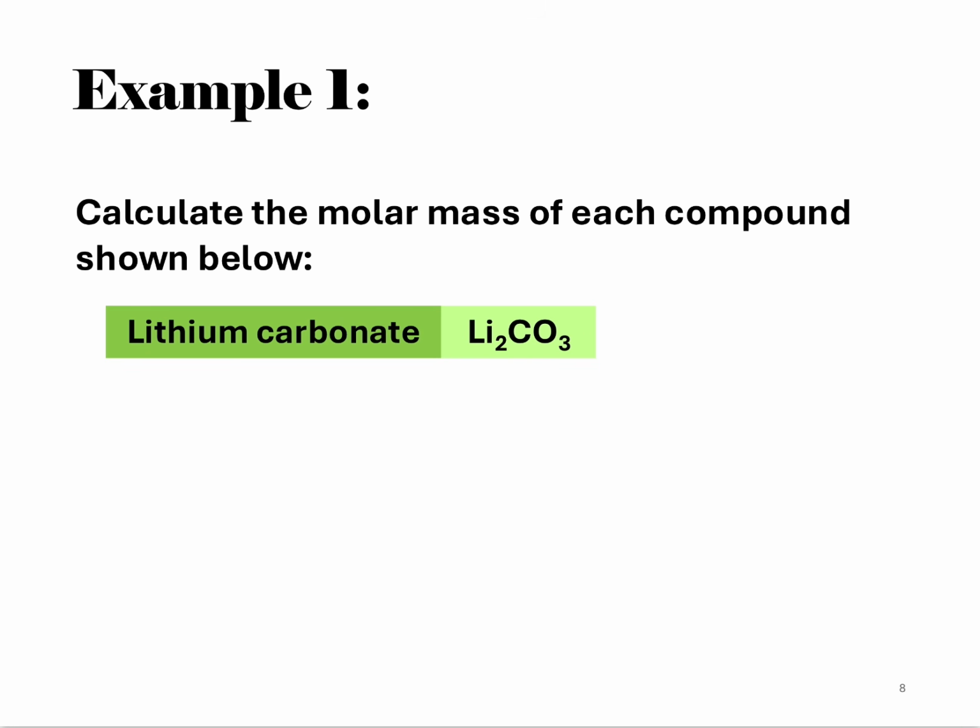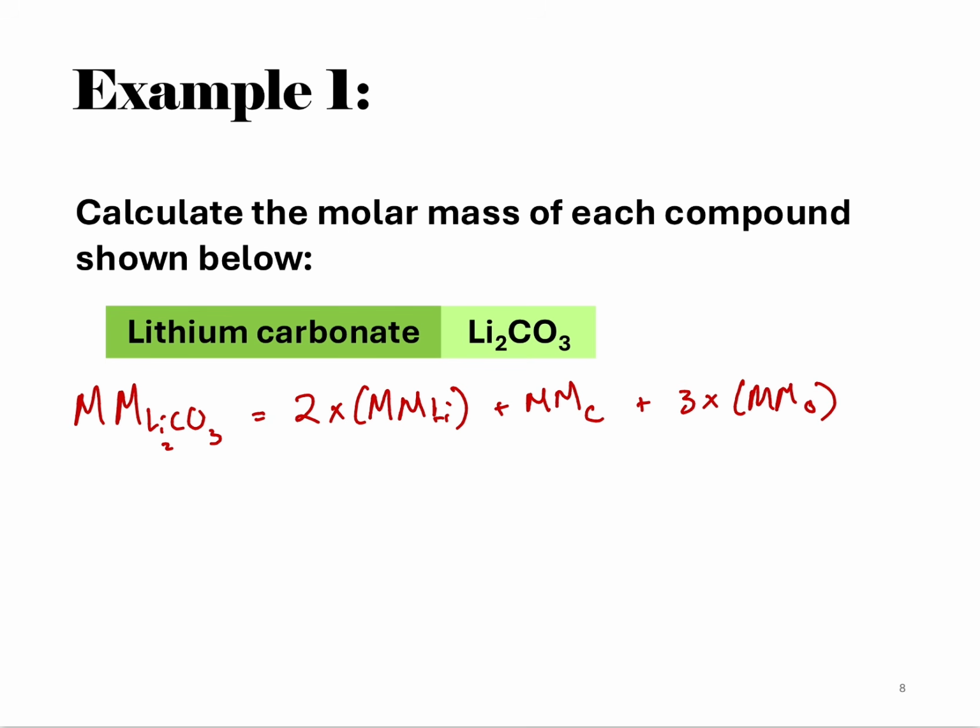So the molar mass of lithium carbonate, Li2CO3, we have 2 lithium atoms, so it's going to be 2 times the molar mass of lithium, plus we have 1 carbon atom, right? There's no parentheses down here, so this 3 only belongs to the oxygen. So the molar mass of carbon, plus we have 3 oxygen atoms, so 3 times the molar mass of oxygen.